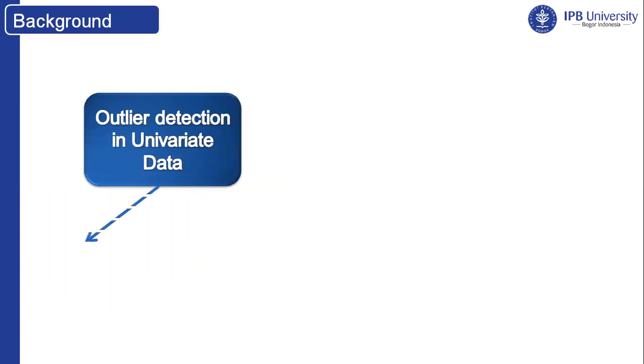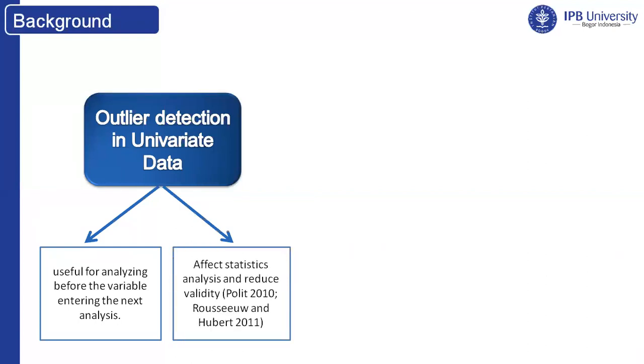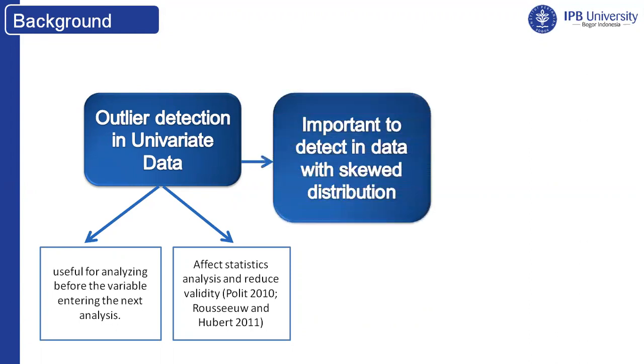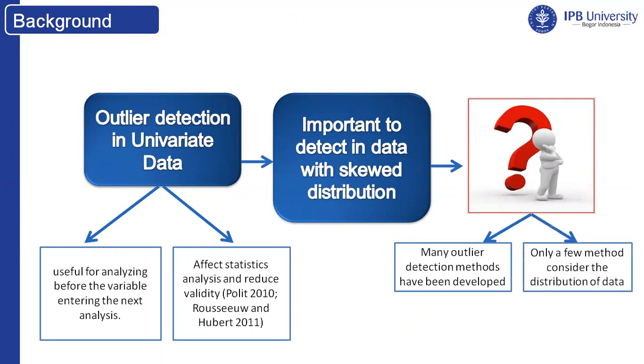Outlier detection in univariate data is useful for analyzing a variable before it enters the next analysis. According to Polit 2010, Rousseeuw and Hubert 2011, when we fail to detect and handle outlier cases, statistical analysis can be ineffective and the validity decreases. It's important to detect outliers in data with skewed distribution. Why? Because until now, many outlier detection methods have been developed. Unfortunately, only a few methods consider the distribution of data. So, this causes the methods to fail to detect outliers.